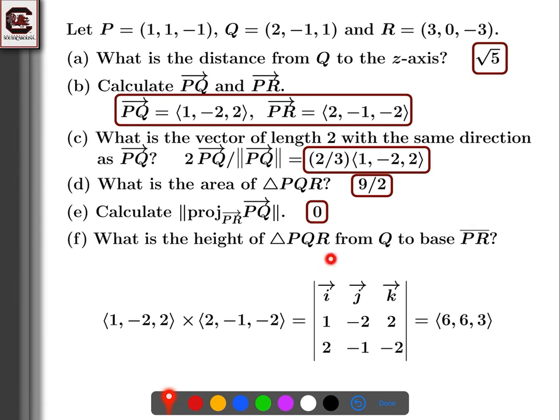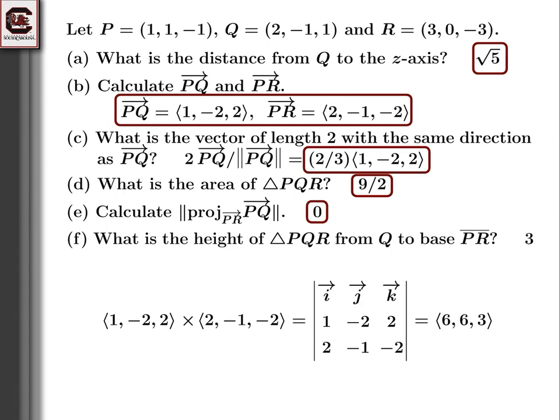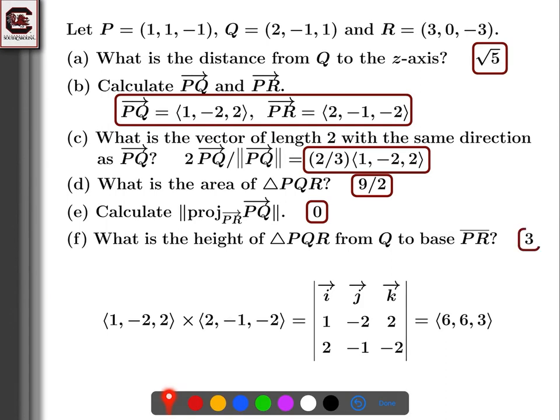What is the height of triangle PQR from Q to the base PR? Well, again, this is a right triangle. PQ and PR are perpendicular. The right angle is at P. So we have the base PR here, and then the height's going to be PQ. So we just want the length of PQ, 1 plus 4 plus 4, 9, then take the square root. That's going to be 3. So 3 will be the height.